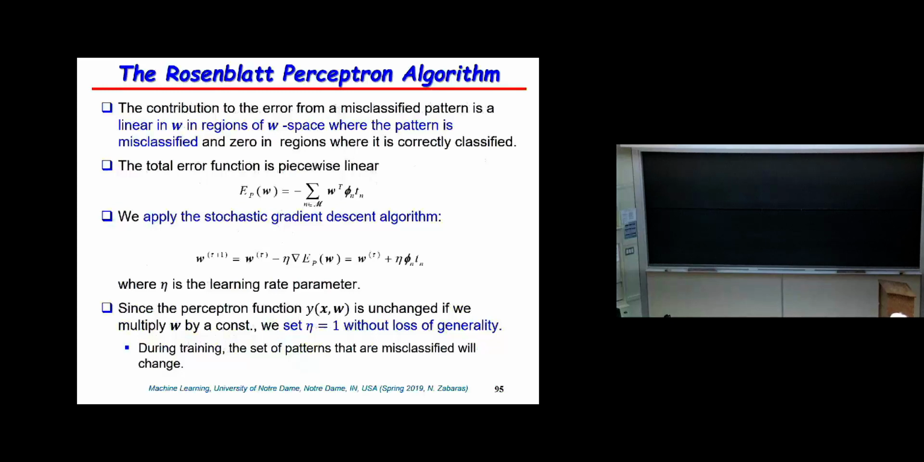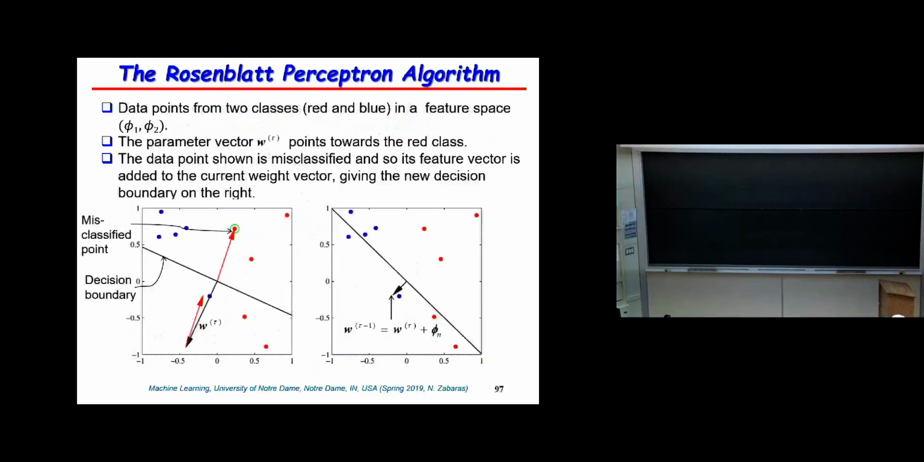Add, basically, the location of that point, because this plot is done in the feature space of phi of x. So what I need to do is add to this vector the vector that corresponds to this misclassified point. So this is my W plus this, and then I get a new W that looks like this.